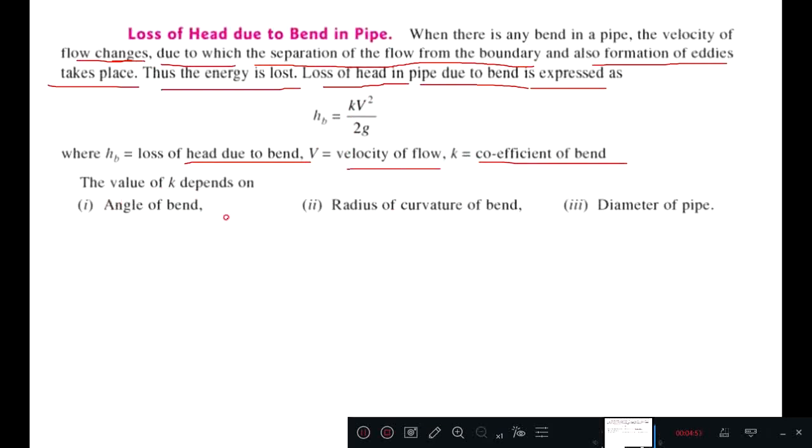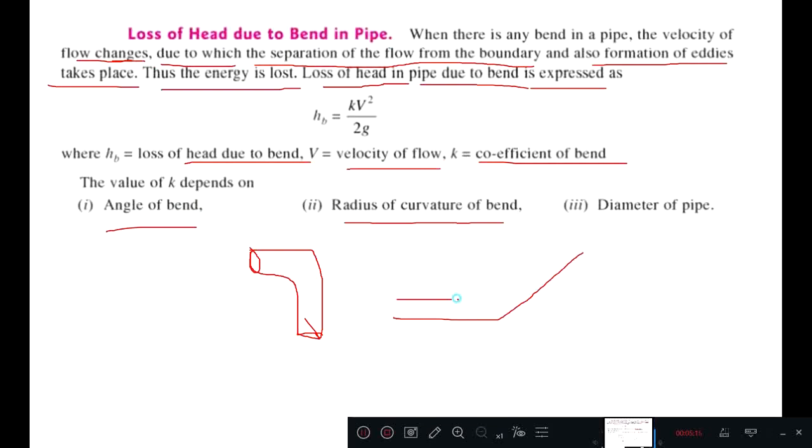The value of K depends on the angle of bend, the radius of curvature of the bend, and the diameter of the pipe. This is the bend. Sometimes the bend could be of any angle like this. So it depends upon the angle of bend, the radius of curvature provided, and the diameter of the pipe.